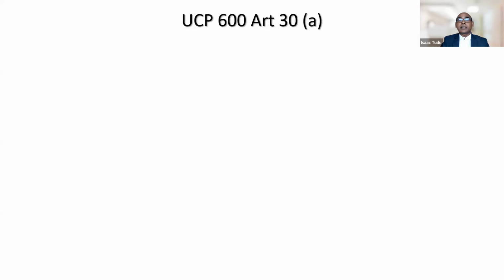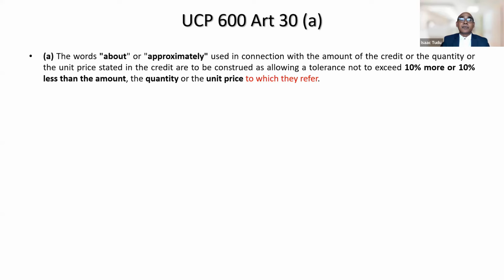Here we go, UCP Article 30A. The words about or approximately used in connection with the amount of the credit or the quantity or the unit price stated in the credit are to be construed as allowing a tolerance not to exceed 10% more or 10% less than the amount, the quantity or the unit price to which they refer. What does it mean, which they refer?